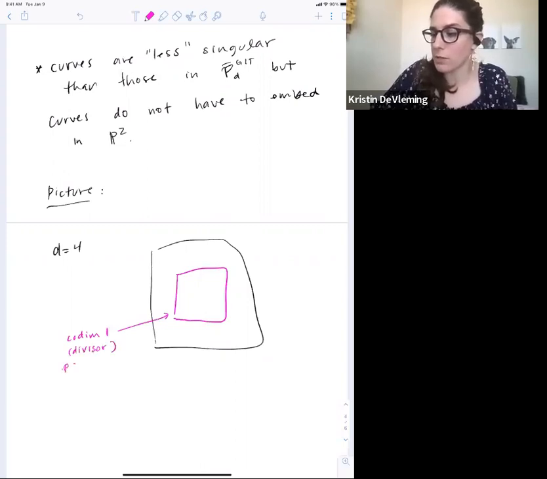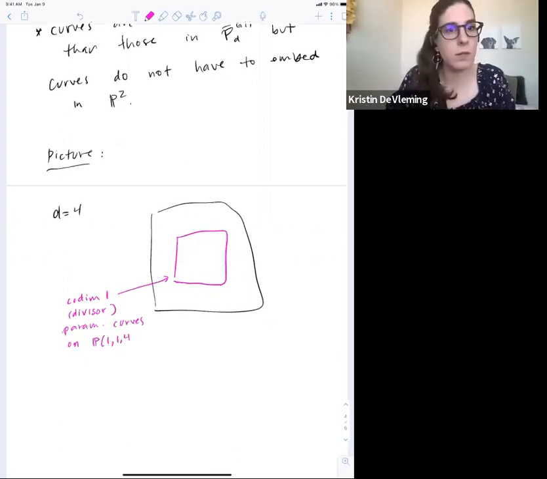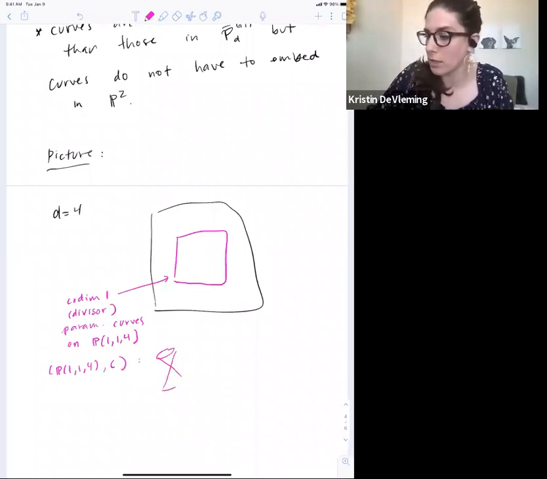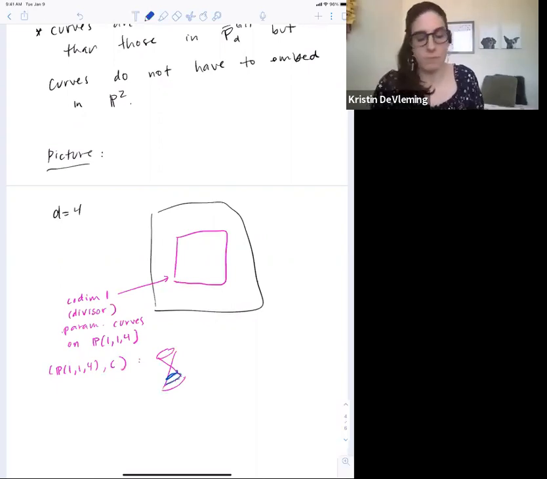that parameterizes curves on a surface called P(1,1,4). So the pairs being parameterized by the pink codimension 1 divisor are curves on P(1,1,4), which is a cone over the rational normal quartic curve, and C is a curve on that cone.